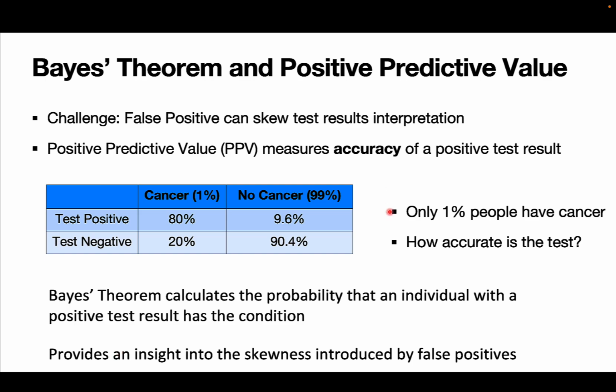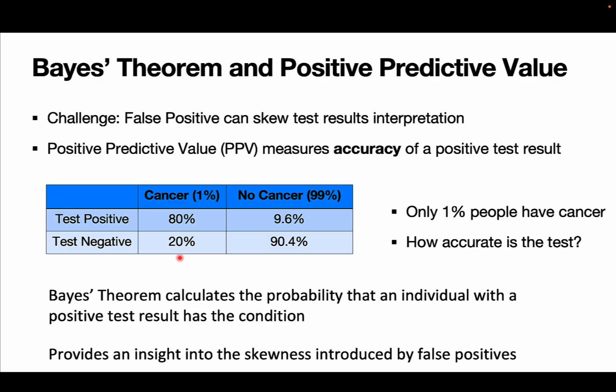Let's walk through this example. Suppose that cancer is present in 1% of the population, which means 99% of the population do not have cancer. And for the test performance, 80% is true positive and 90.4% is true negative. False positives are 9.6% and false negatives are 20%. So this is really bad for a test to say it's negative when it's positive, at a level of 20%.